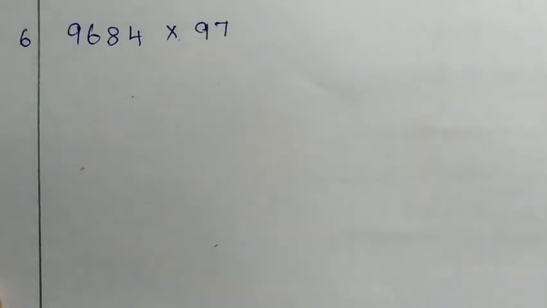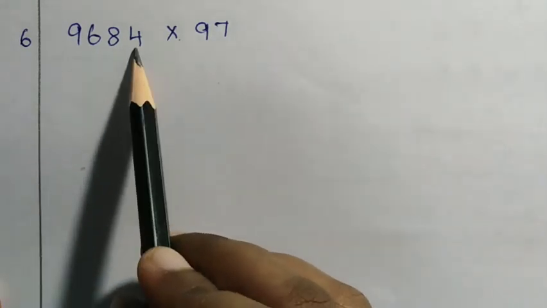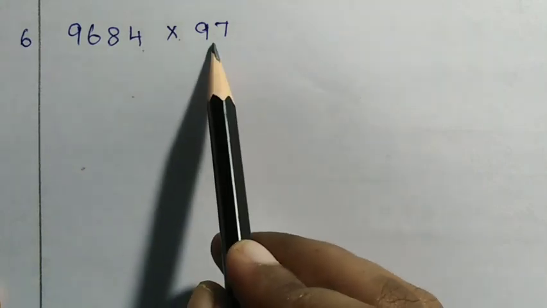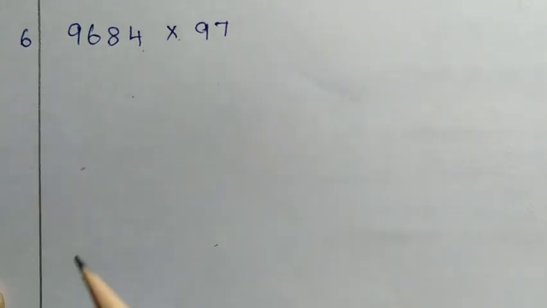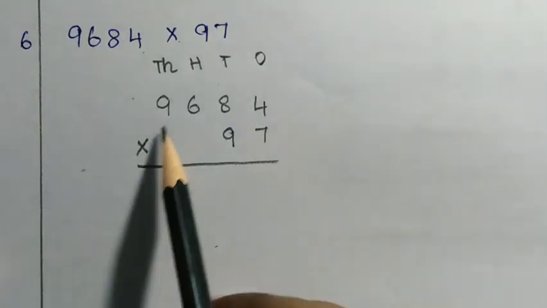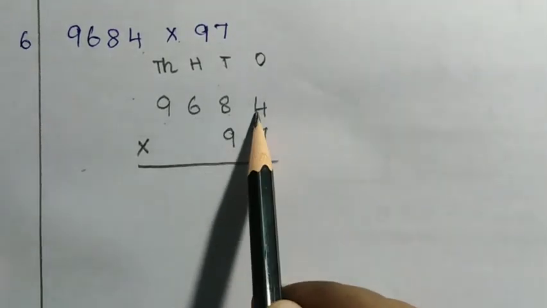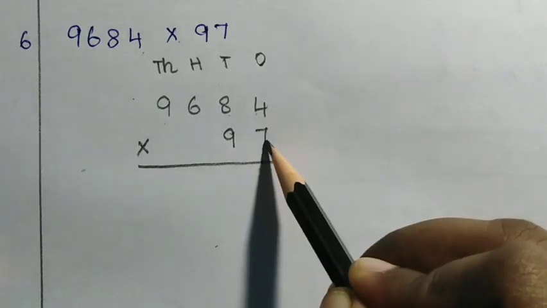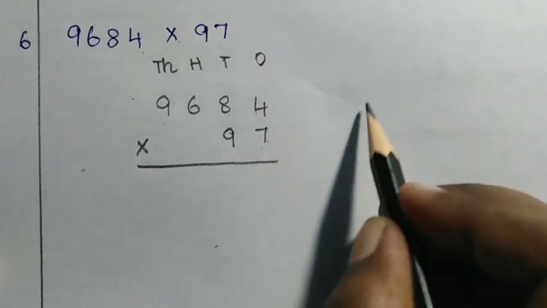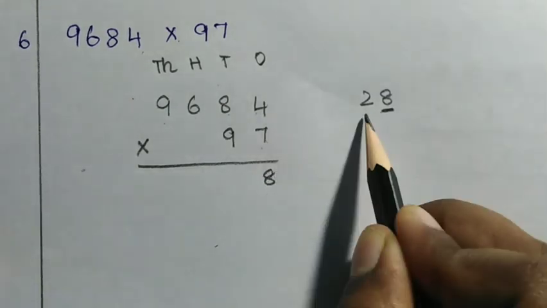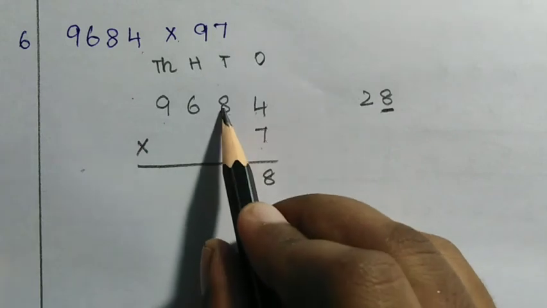And our last sum is 9,684 multiplied by 97. A 4-digit multiplicand multiplied by a 2-digit multiplier. Let us write in columns. So here 9,684 will be multiplied with 7 first, since it is the digit in the ones place. Now 4 7s are 28. So 8 has to be written over here and 2 is the carryover.